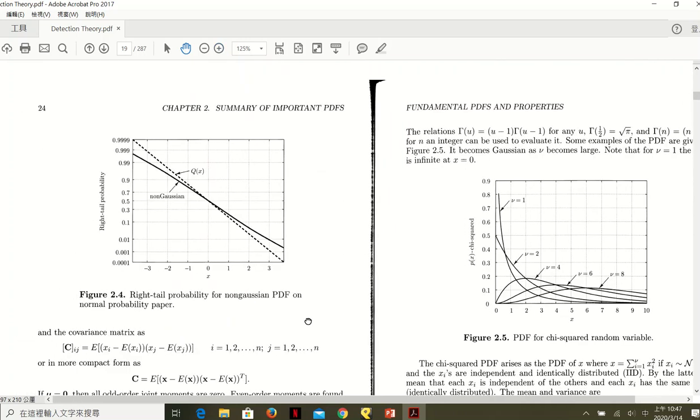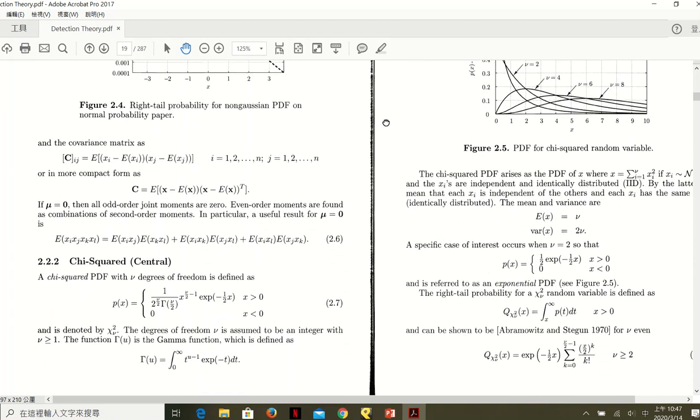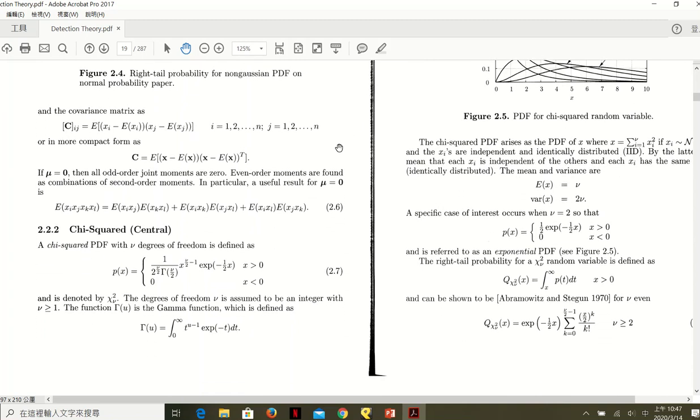So as a recall, we are at page 24. Page 24. Last week, we talked about the chi-square distribution.